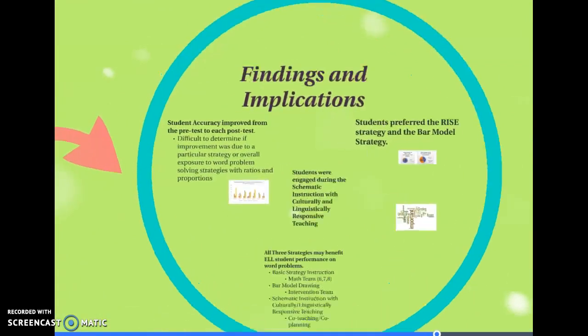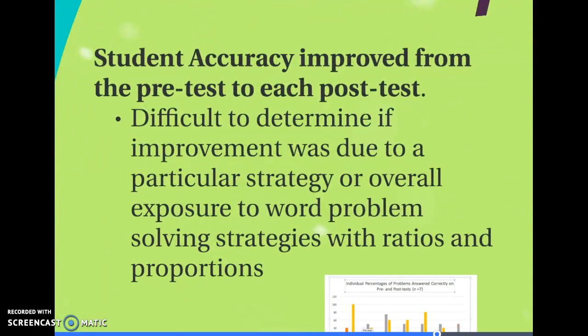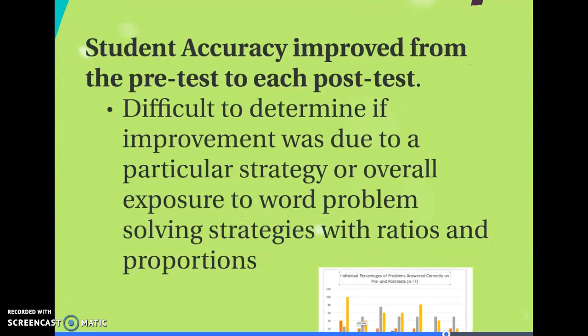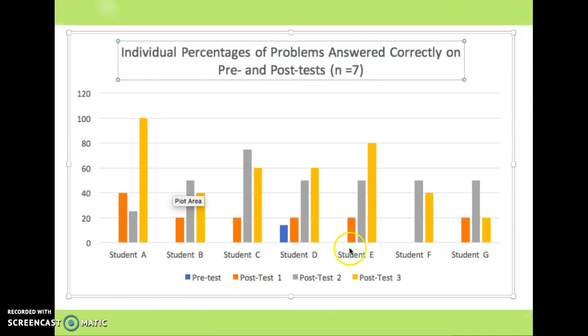So my findings show that I don't think I was able to determine which strategy was most effective. As you can see from this graph, every student showed quite a bit of improvement. And I think that some of that is just a 4-week period of focusing on ratio and proportion word problems, and so they became more comfortable with the topic and improved their problem solving. And I think each strategy has benefits that ELL students can use.